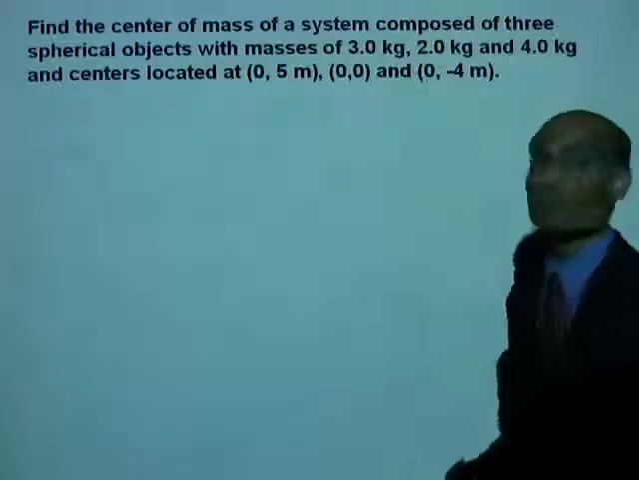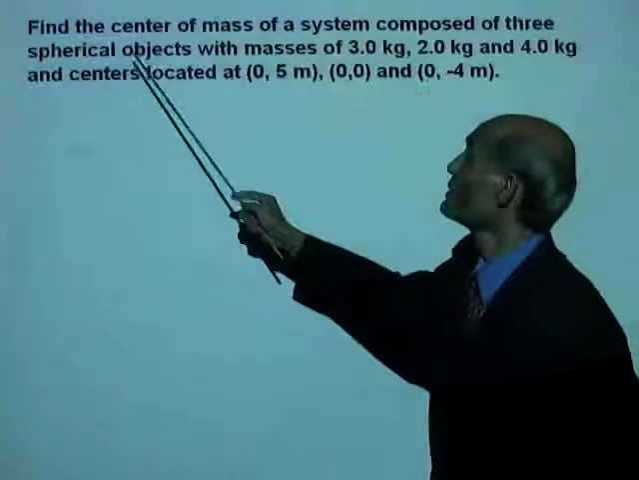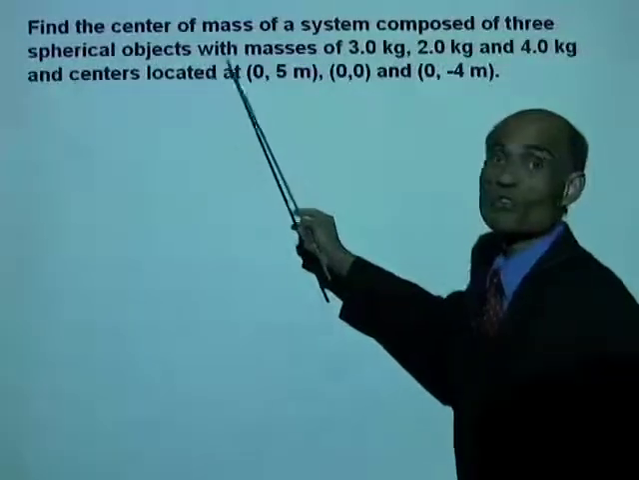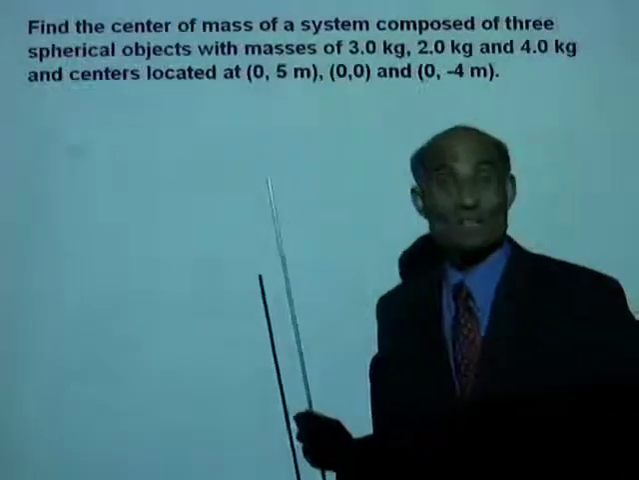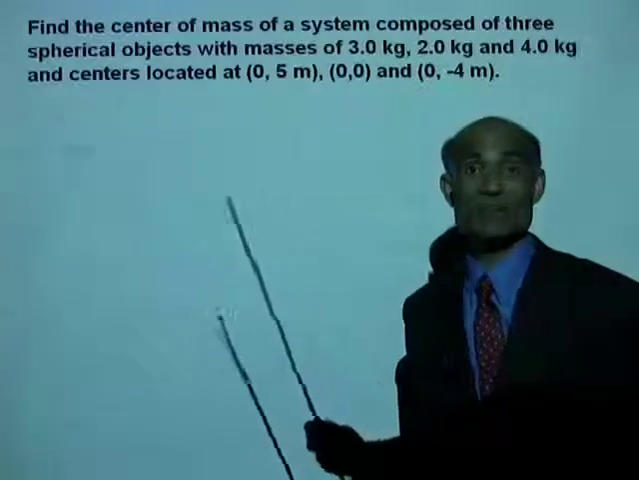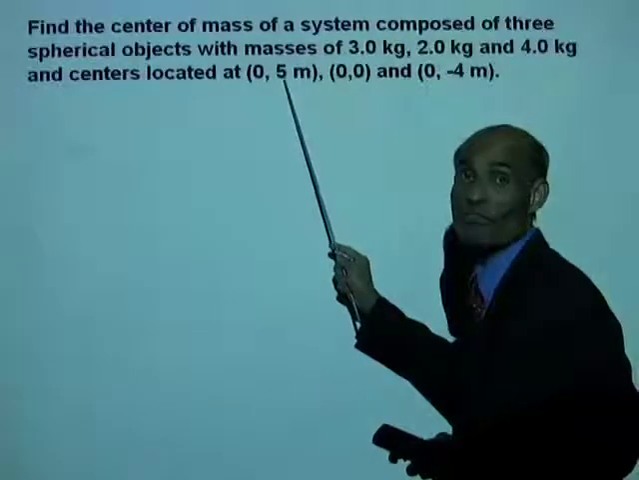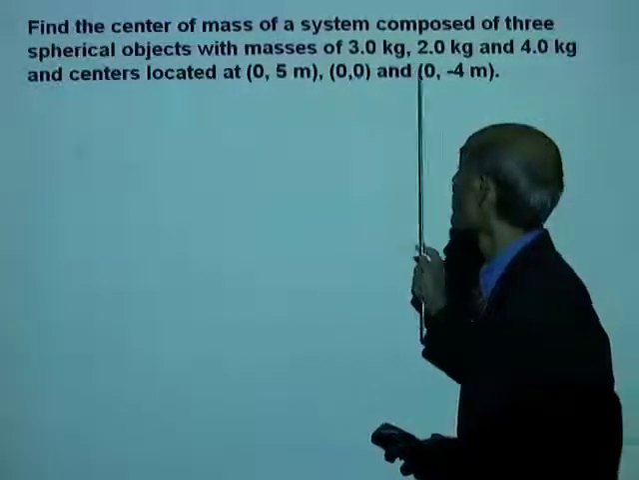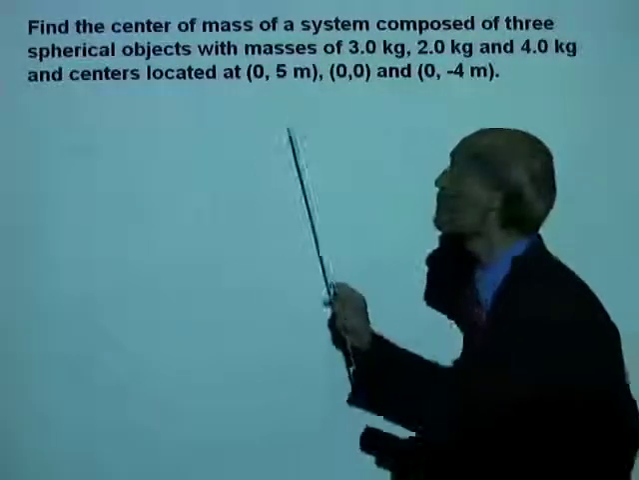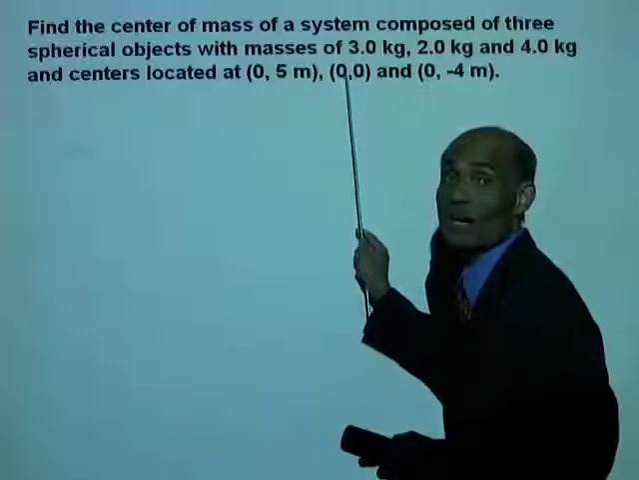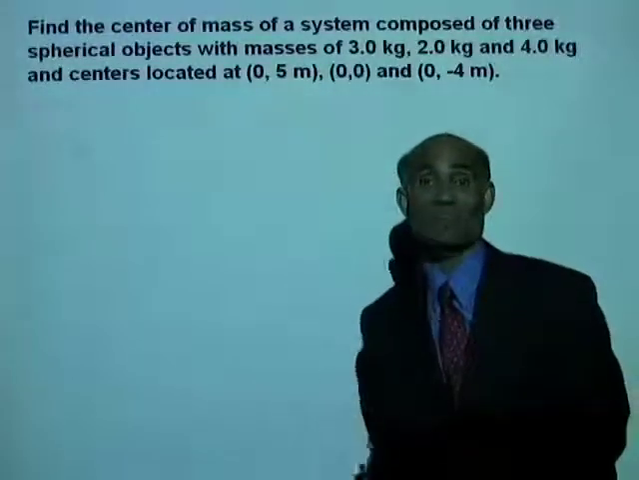Okay, let's do another one. Find the center of mass of a system composed of three spherical objects with masses 3 kg, 2 kg and 4 kg, the same three objects we used last time, but their centers are now located at (0, 5 m), (0, 0) and (0, -4 m). You can see all the x values are 0.